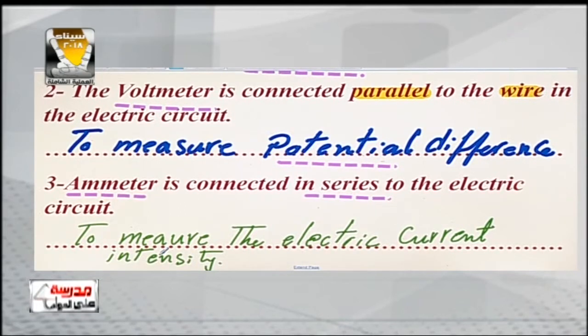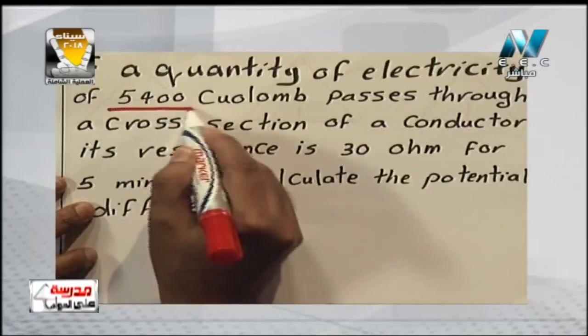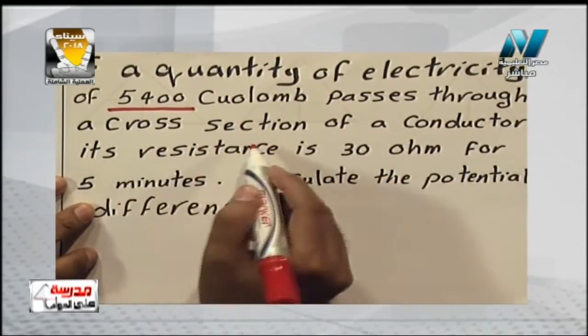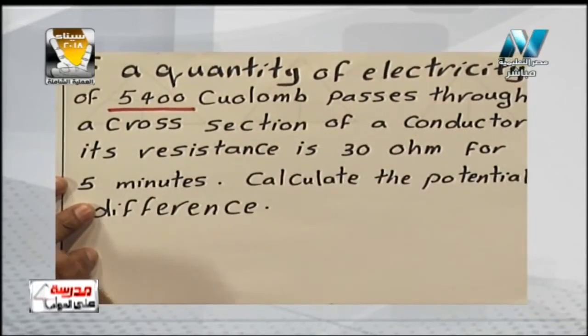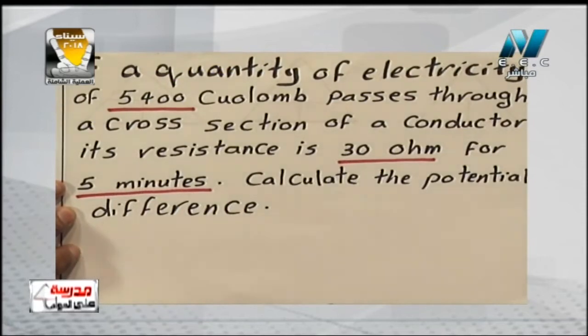Thank you. This problem says if a quantity of electricity of 5,400 coulomb passed through a cross section of a conductor. Its resistance is 30 ohm. For 5 minutes, calculate the potential difference.